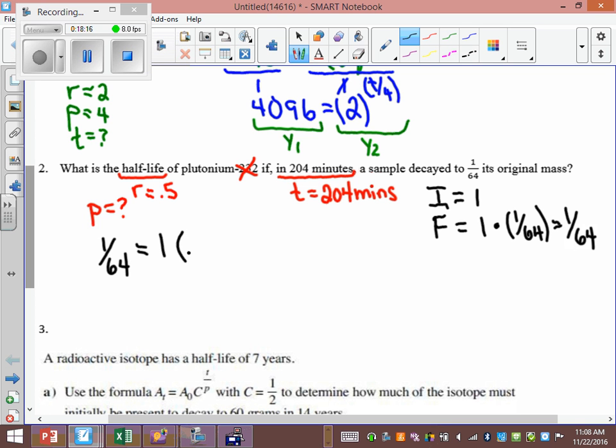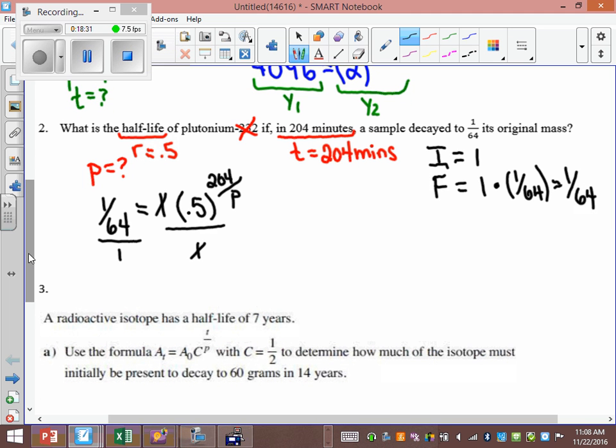R is 0.5, T is 204, over P we don't know. Now I divide that initial over every single time. When I divide by 1, it just happens to be 1. It's not always 1. Just keep that in mind. 1/64 equals 0.5, 204 over P. Now, I want to prove to you that if I picked a different initial, it would still work. Okay? Don't write this down.